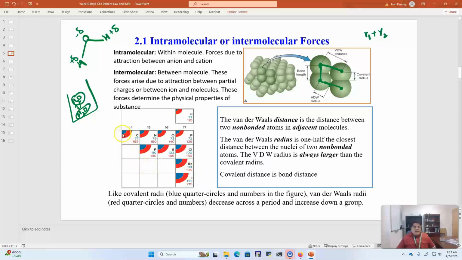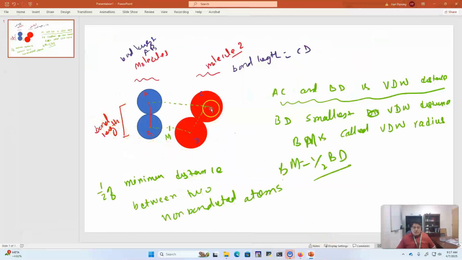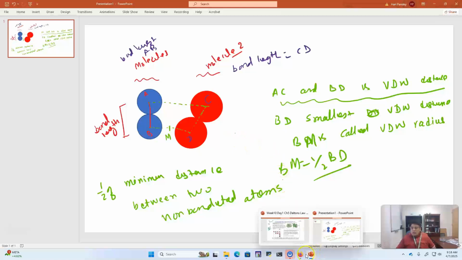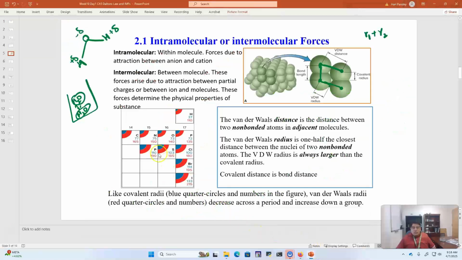Look at that. It decreases horizontally and increases vertically in the periodic table. Bond length, so we have two things here. One is the bond length, this is the bond length. CD is also bond length, right? So what happens to the bond length? Bond length increases horizontally. If something has a covalent bond, covalent radii, then that increases horizontally.